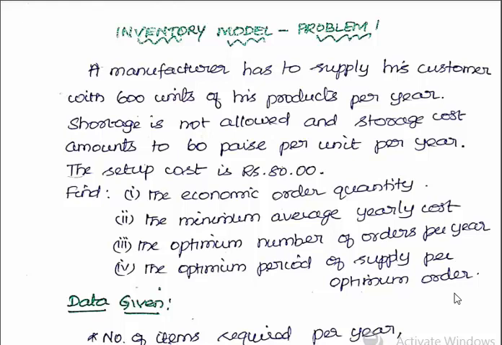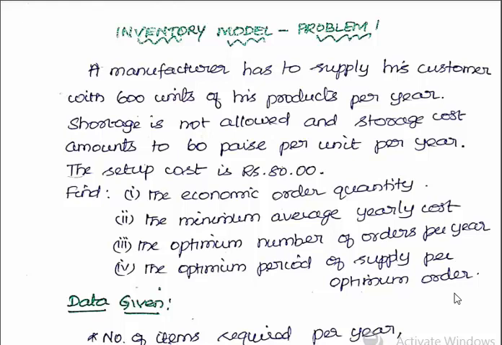A manufacturer has to supply his customer with 600 units of his products per year. Shortage is not allowed and storage cost amounts to 60 paise per unit per year. The setup cost is rupees 80. Find the economic order quantity, the minimum average yearly cost, the optimum number of orders per year and the optimum period of supply per optimum order.